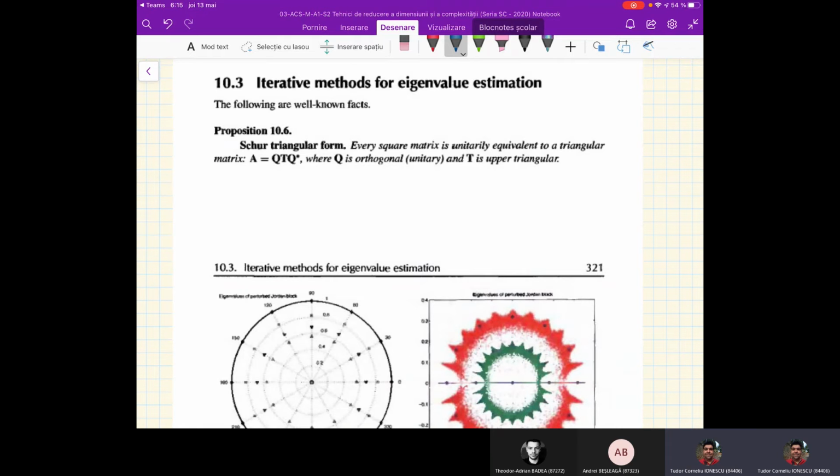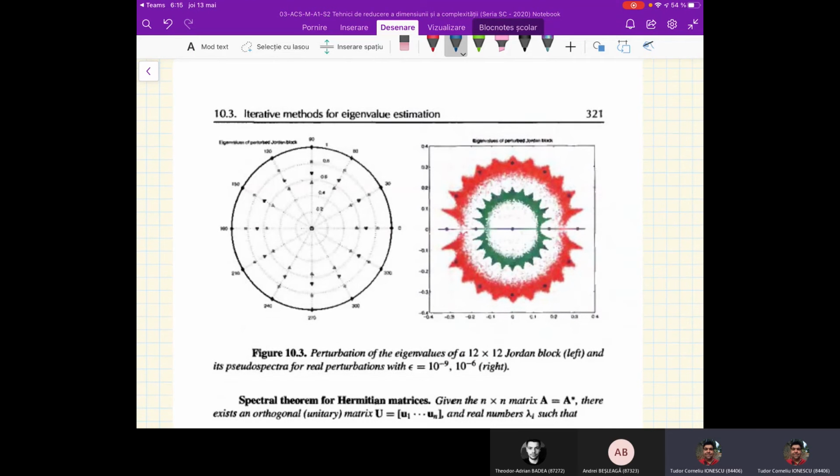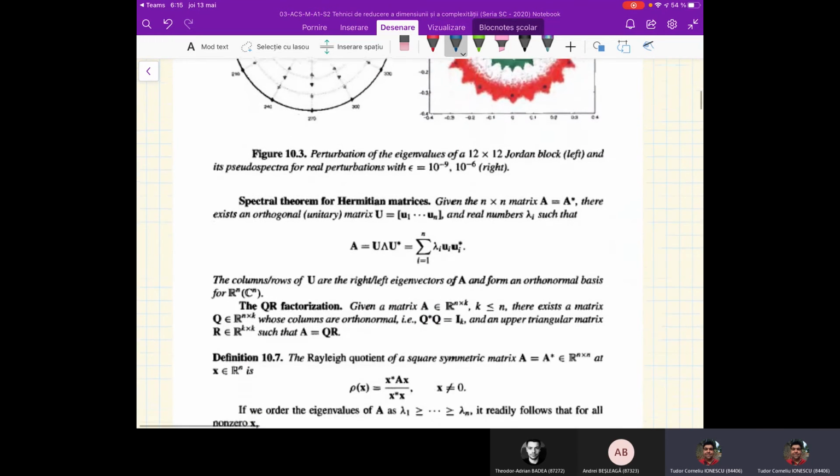We have the Schur triangular form. Every square matrix is unitarily equivalent to a triangular matrix. So A is QTQ star, where Q is unitary and T is upper triangular, and Q star Q is the identity. And you can see here the perturbation of the eigenvalues of a 12 by 12 Jordan block and its pseudo spectra for real perturbation. This is a funny picture.